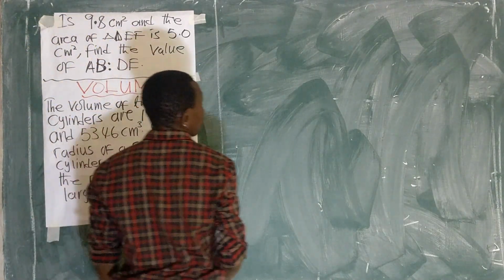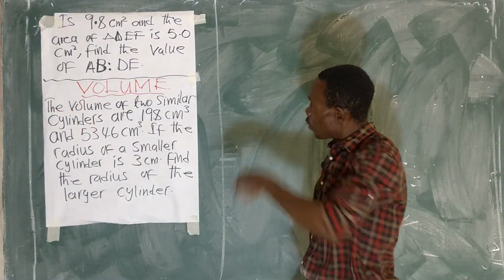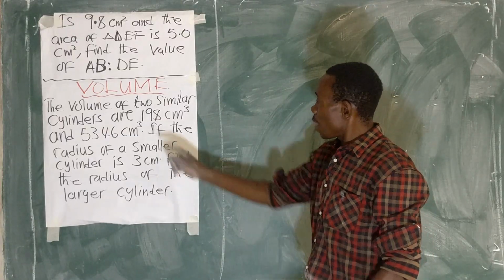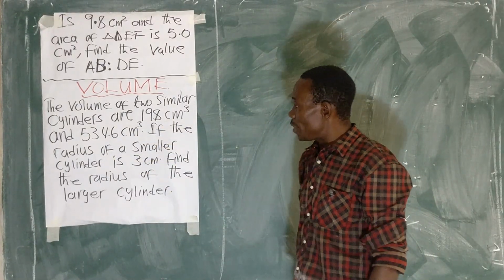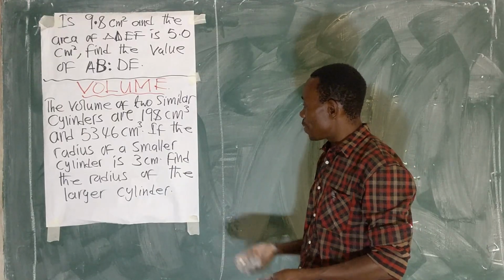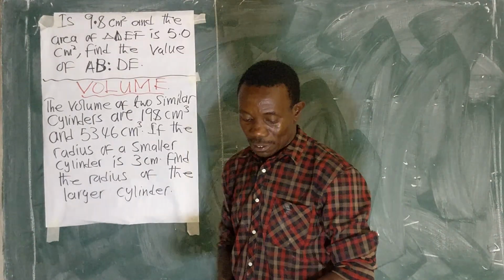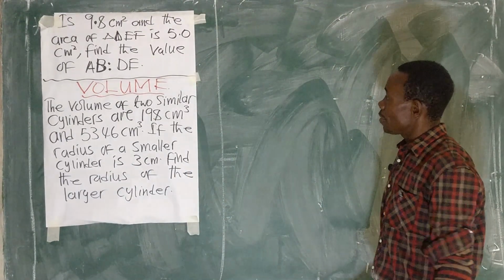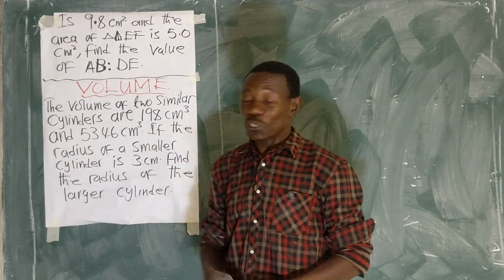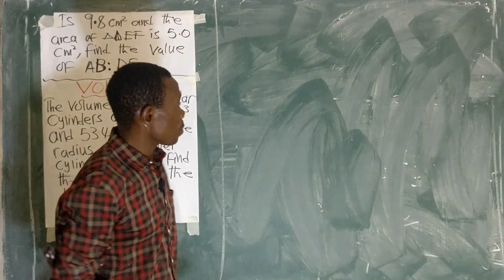Here we have a good, more direct example where we are given that the volumes of two similar cylinders are 198 and 5,346 cubic centimeters. If the radius of the smaller one is 3 centimeters, find the radius of the larger cylinder. All the tactics are as already introduced in the area scale factor. Here we are going to have the same approach, but what differs is that here we're working on the volume scale factor.